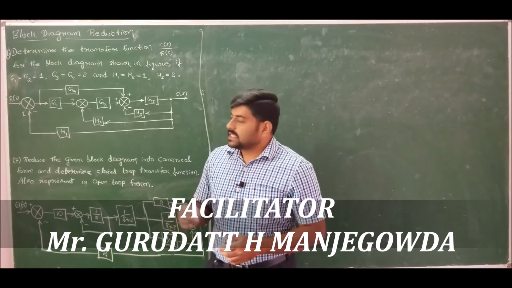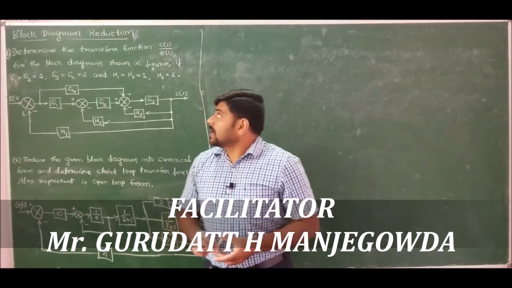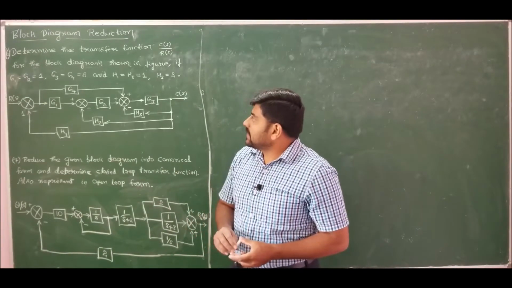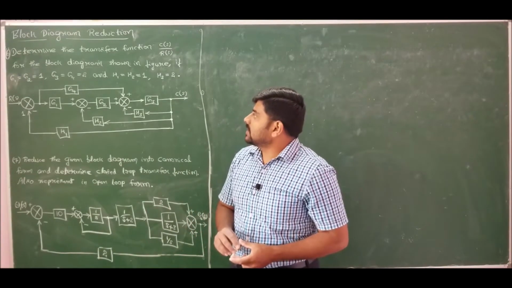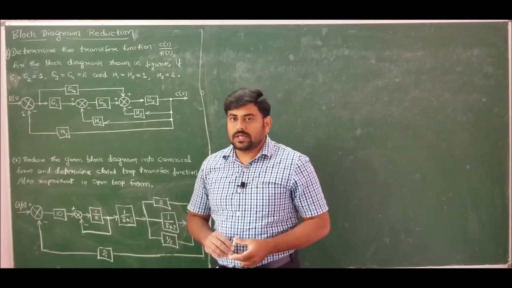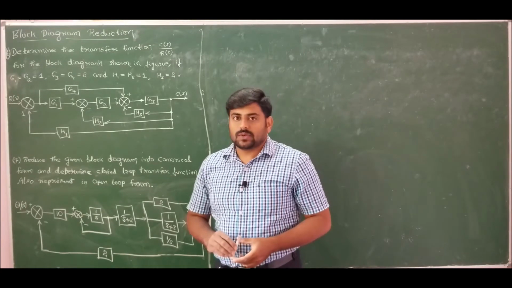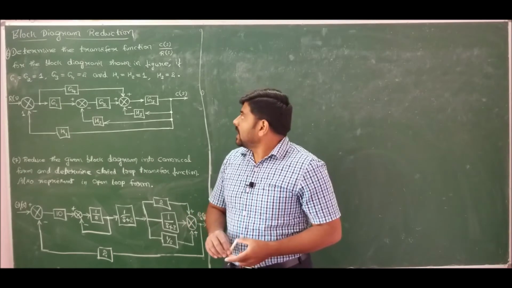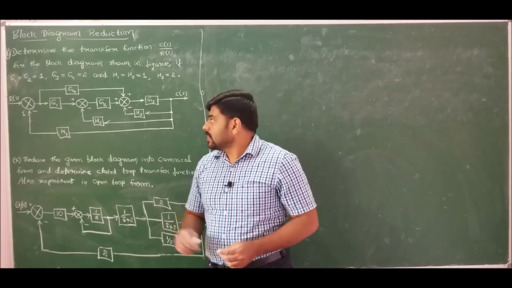The problem number 6 of our discussion on block diagram reduction states: determine the transfer function C of s by R of s for the block diagram shown in the figure, if G1 is equal to G2 is equal to 1, G3 is equal to G4 is equal to 2, and H1 is equal to H2 is equal to 1 and H3 is equal to 2.